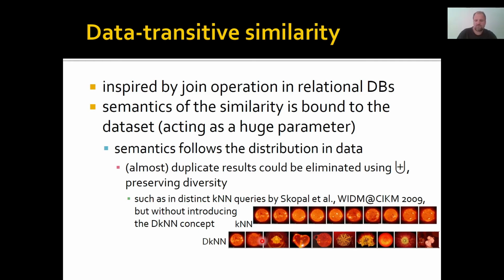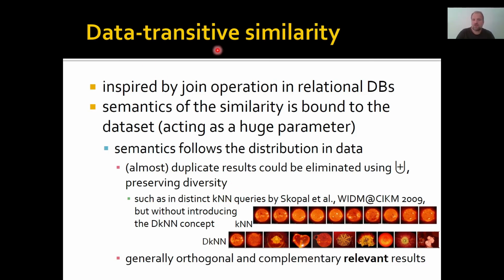They're different. They differ from each other, but they are still somehow similar to the original query. You can see that. And this is just one example of what could be done using the data-transitive similarity without introduction of some other concept like the DKNN concept 11 or 12 years ago. And generally, we can use the data-transitivity for modeling other concepts of relevancy between query and data that are generally orthogonal and complementary to the query example.